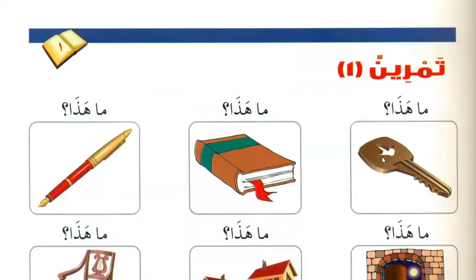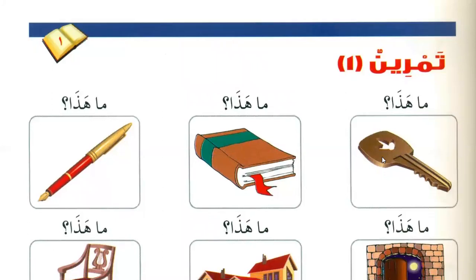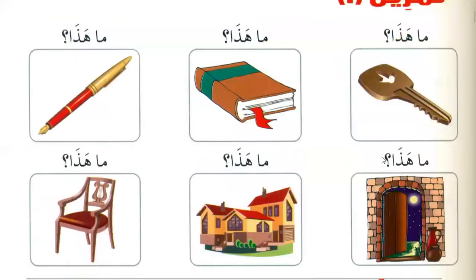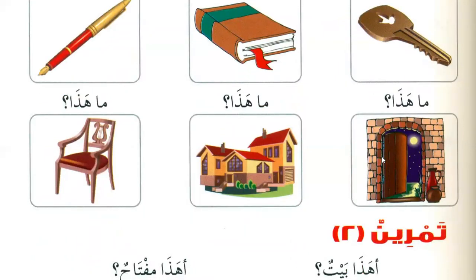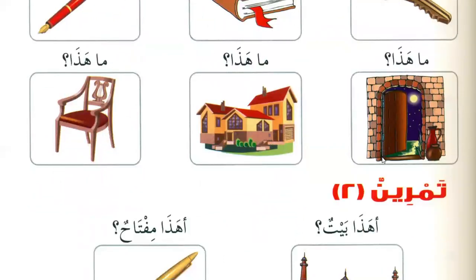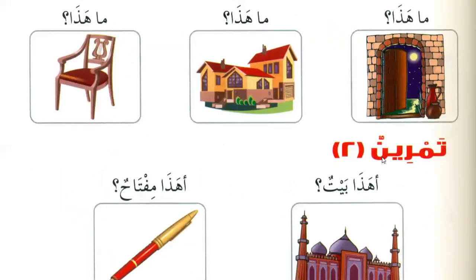التمرين الأول, first exercise. Here we'll answer these questions. Ma haza? How do you say key again? Here the word key in Arabic is called miftah. So you will say, haza miftah. Good. Next. Ma haza. Haza kitabun. Correct. Ma haza. Haza qalamun. Good. Ma haza. Haza babun. Good. Ma haza. Haza baytun. Good. Ma haza. Haza kursiyun. Correct.